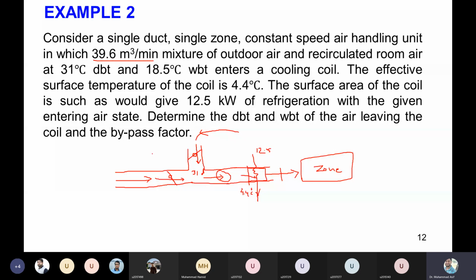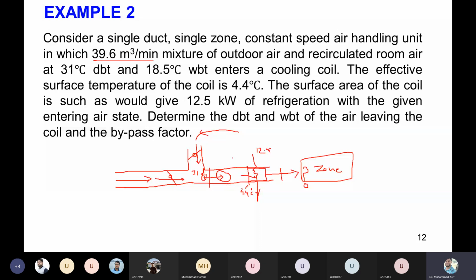I think we can locate the coil temperature, because that's the apparatus dew point. We can also locate the mixture. Let's say this is state 1. We know the two properties, the dry bulb temperature and the wet bulb temperature. So we can locate state 1 as well as the coil temperature, but we cannot locate the zone. We have to figure out the dry bulb temperature and wet bulb temperature of the air, and then finally the apparatus dew point.